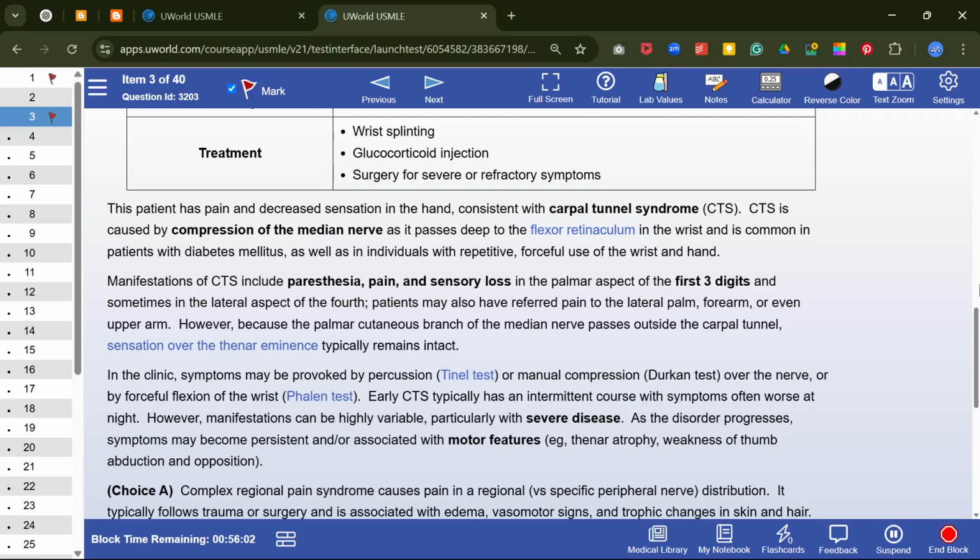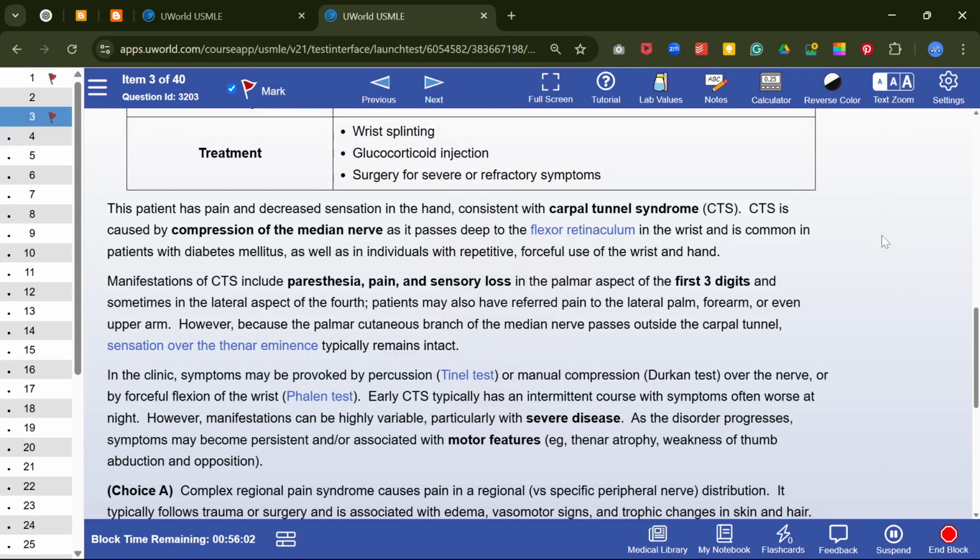This patient has pain and decreased sensation in the hand, consistent with carpal tunnel syndrome. Carpal tunnel syndrome is caused by compression of the median nerve as it passes deep to the flexor retinaculum in the wrist.